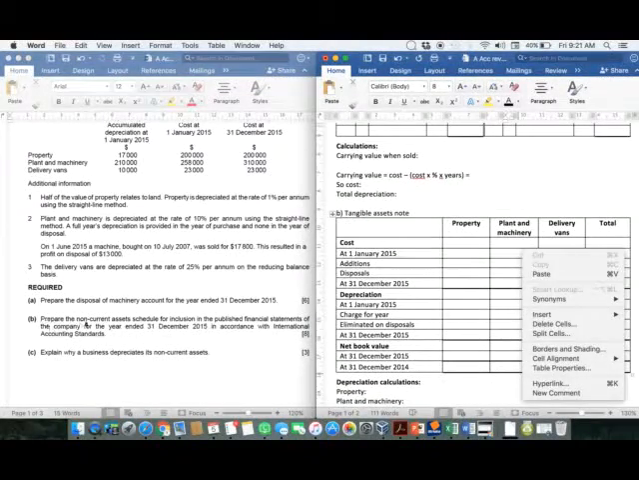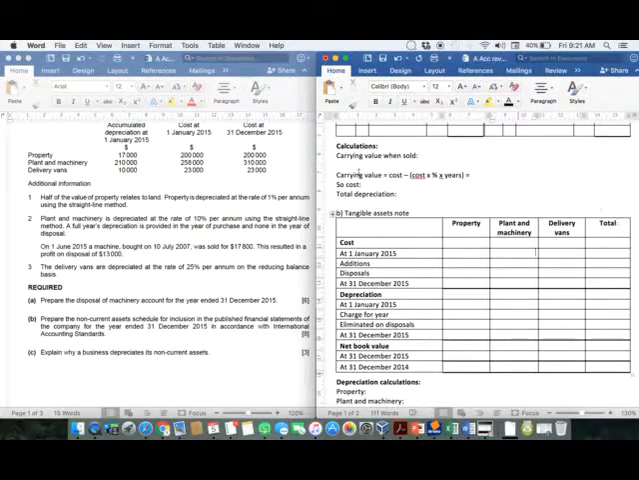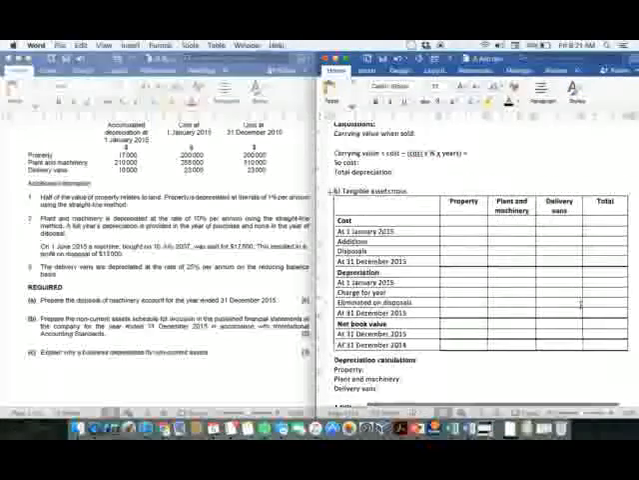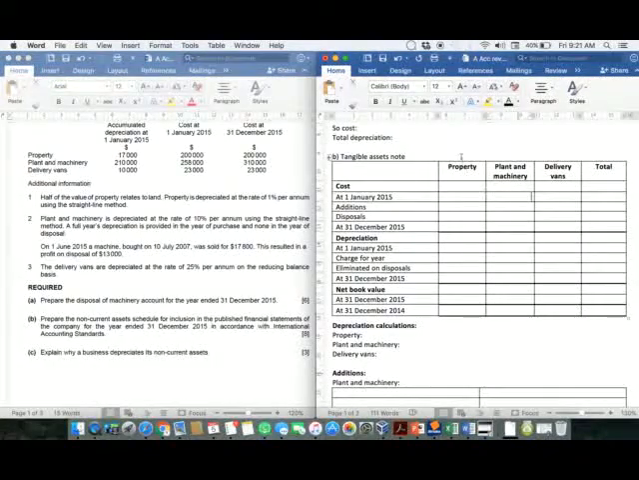B says, prepare the non-current assets schedule, in other words, the note to the financial statements for inclusion in the published financial statements of the company for the year ended 31 December 2015 in accordance with international accounting standards as set out by the International Financial Reporting Standards. So over here, what I've done is I've set out a note. Now, the standards simply say that you need to have details of each of the items that you've got with a total. You need to show the beginning values, you need to show the end values, and you need to show the movements during the year.